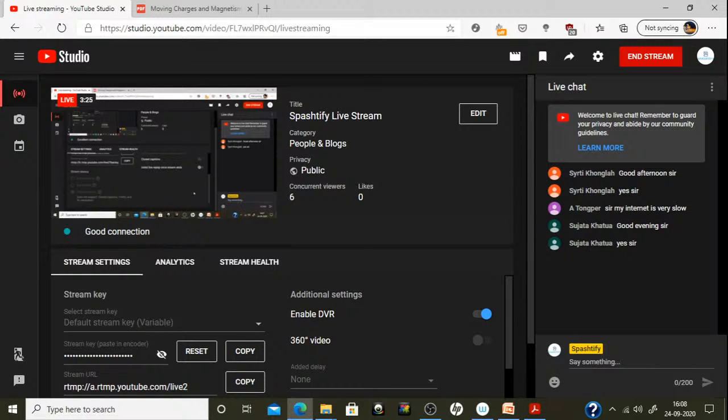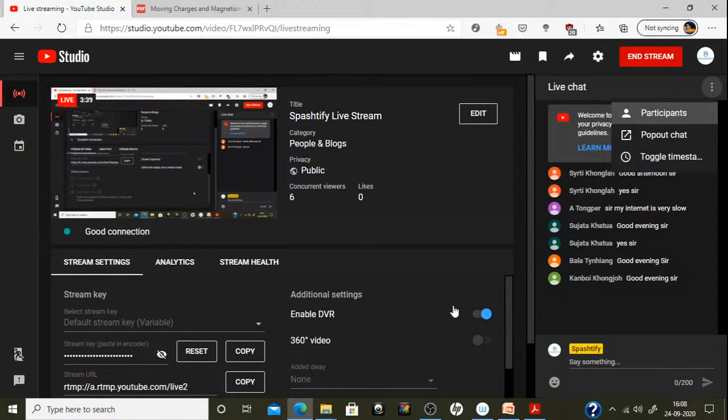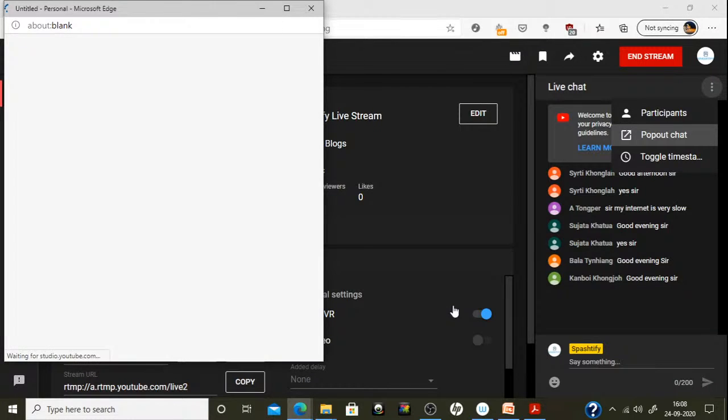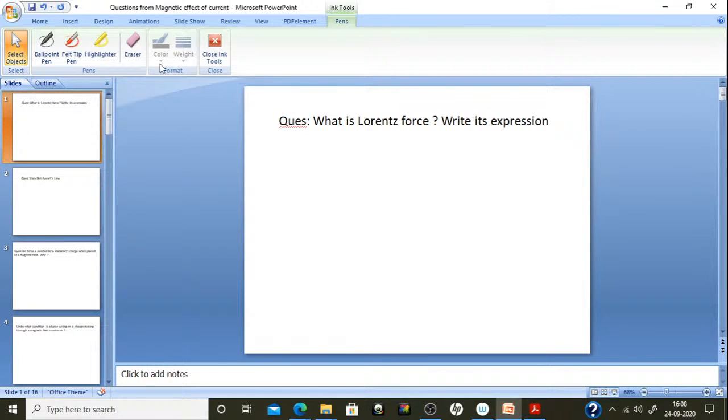Okay, so I had given you one paper, if you remember, for assignment. I'm taking questions from there. So we'll start with question number 1. What is Lorentz force?